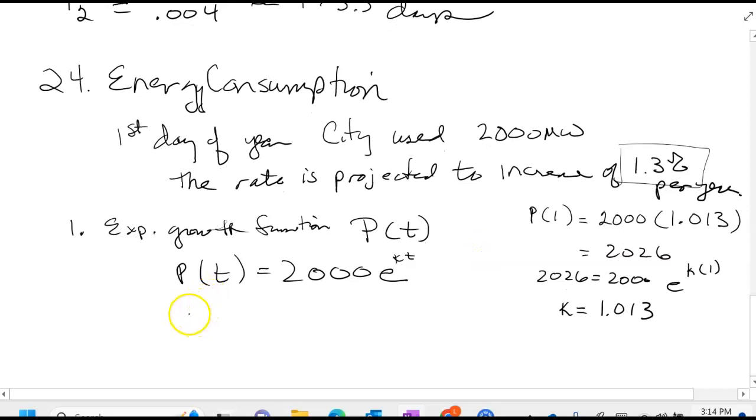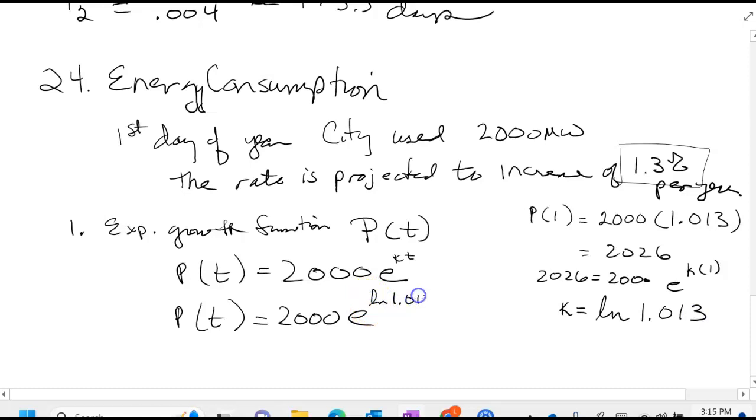So our exponential growth function is going to be our initial value, whoops, I forgot the ln. I went through that way too fast. If you work it all out, you end up with 2000 e to the ln of 1.013 times t. That would be our function.